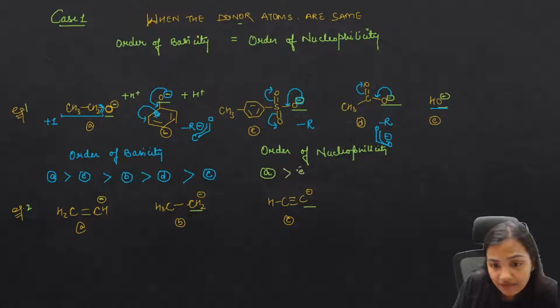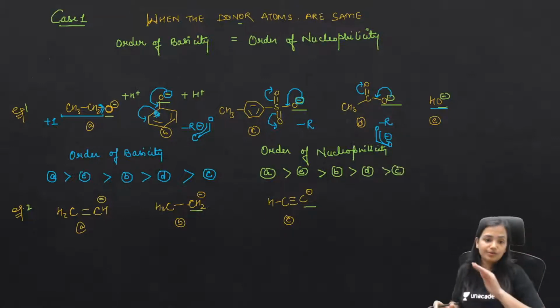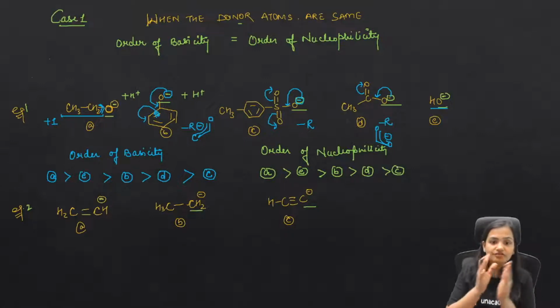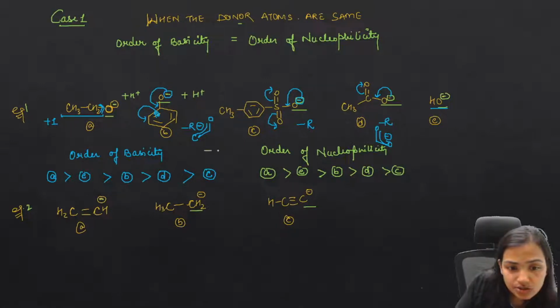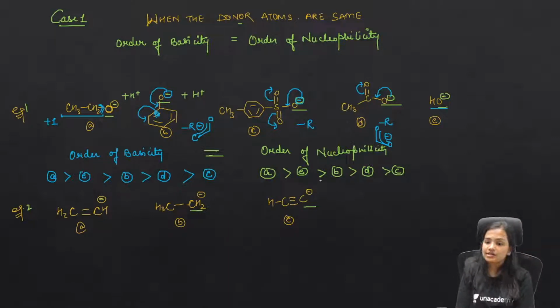So ultimately we can say that the order of nucleophilicity is also B is equal to A, then for the E, then again for the B, then it is for the D, then it is for the C. Okay, I hope you got the point what I want to make. The order of basicity is equal to order of nucleophilicity. So both the orders are same.